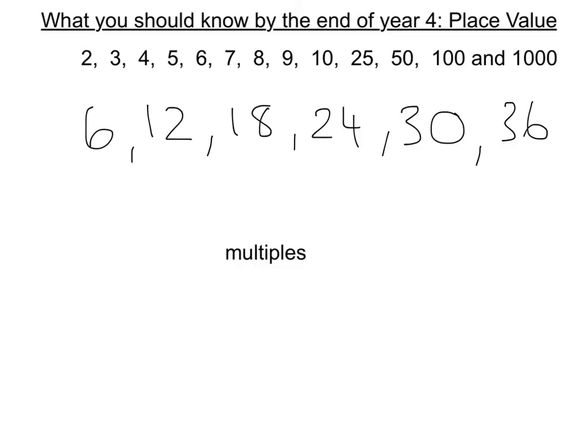These are called multiples. This includes being able to count forwards and backwards. For example, you may be asked to find 1,000 more or less than a given number, such as 1,000 more than 3,600 would be 4,600, or 1,000 less would be 2,600.